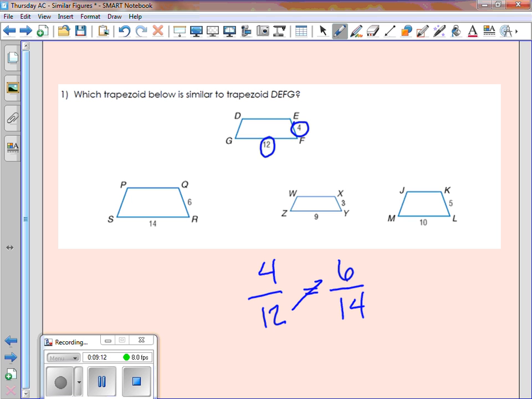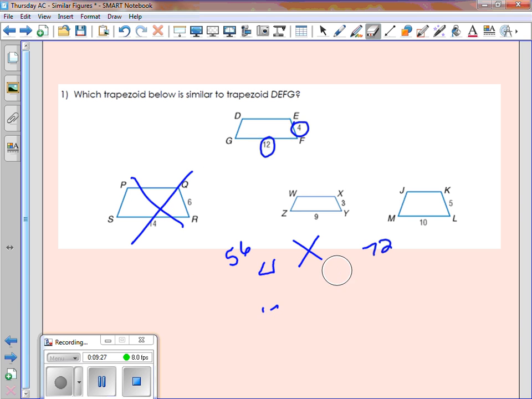When I cross multiply here, I get 72, and over here I get 56. So these are not similar trapezoids because their sides are not proportional. Okay, so this is not a proportional trapezoid. Let's try the next one.